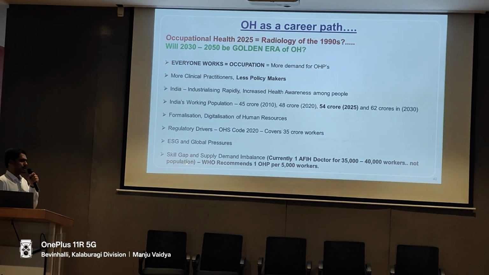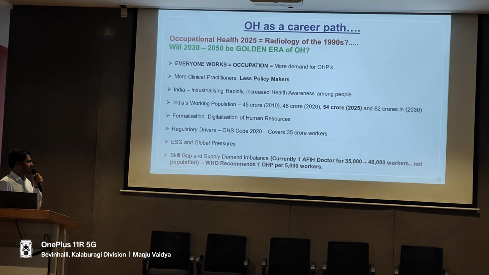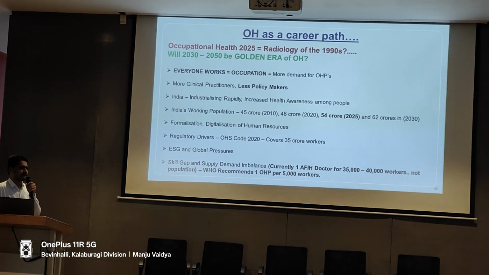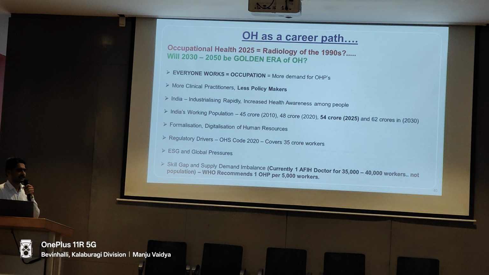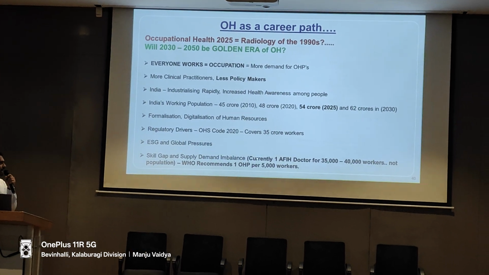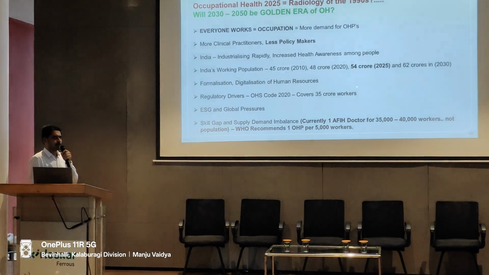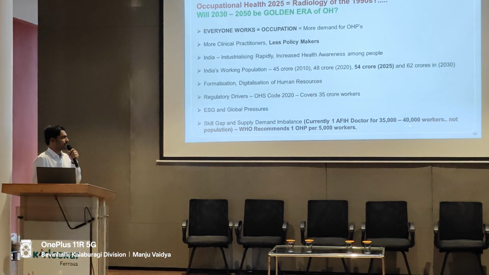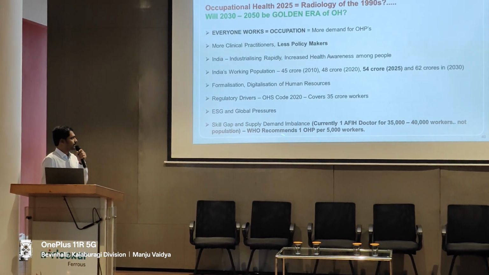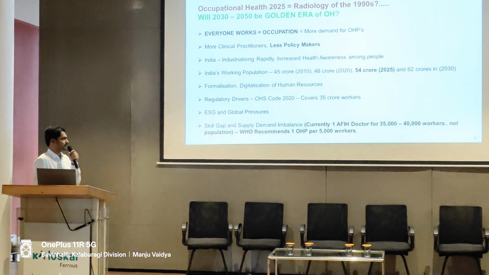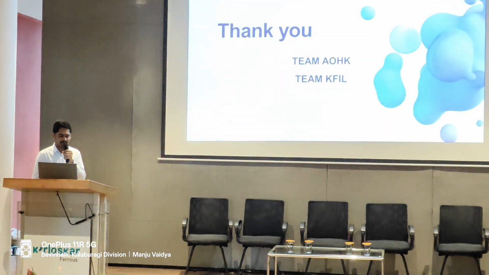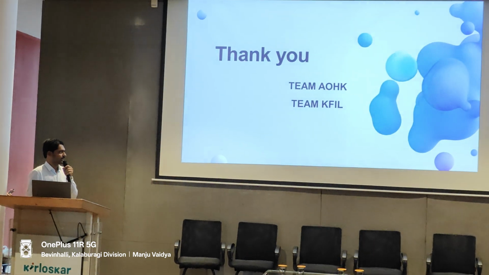So there is a very big skill gap and supply demand imbalance. I made one calculation. If we consider at least 600 to 700 AFIH pass outs every year in the last 30 years, they come to around 18,000 AFIH doctors. But we have around 54 crore working population. So we have only one AFIH doctor for 35,000 to 40,000 workers currently. The WHO recommends one OHP per 5,000 workers. So we have occupational health as a very great future in the coming days.